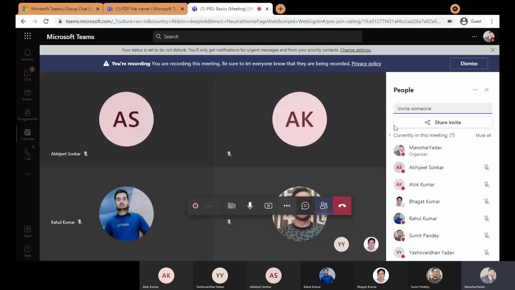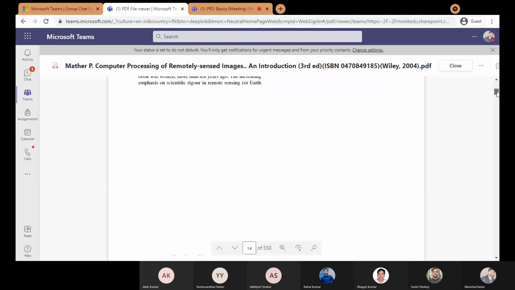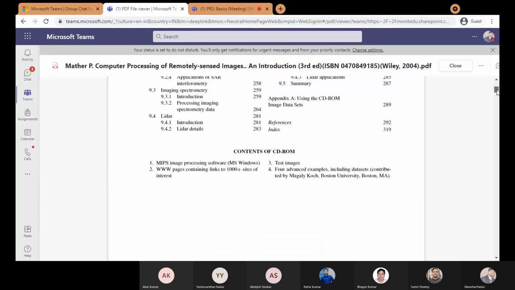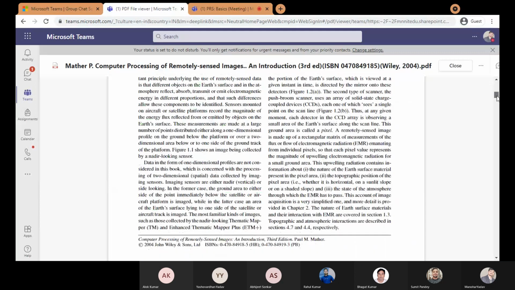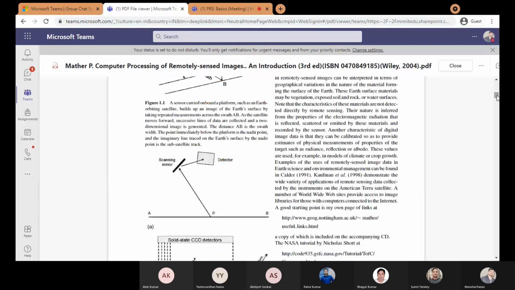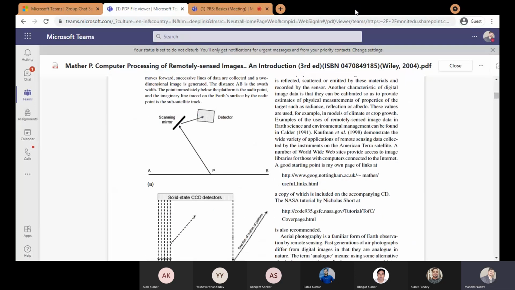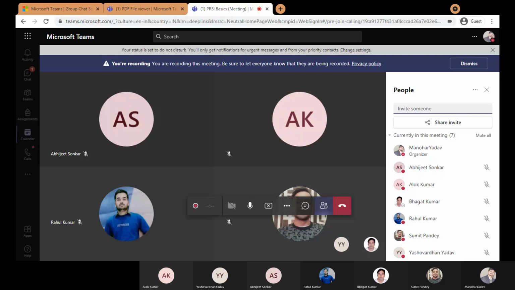Again, this is a general query. Bhagat Kumar, could you please unmute? Yes, sir.